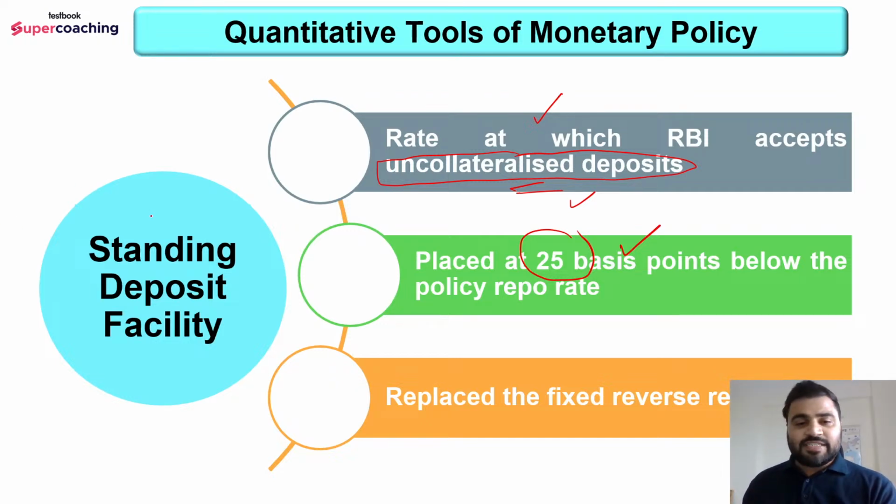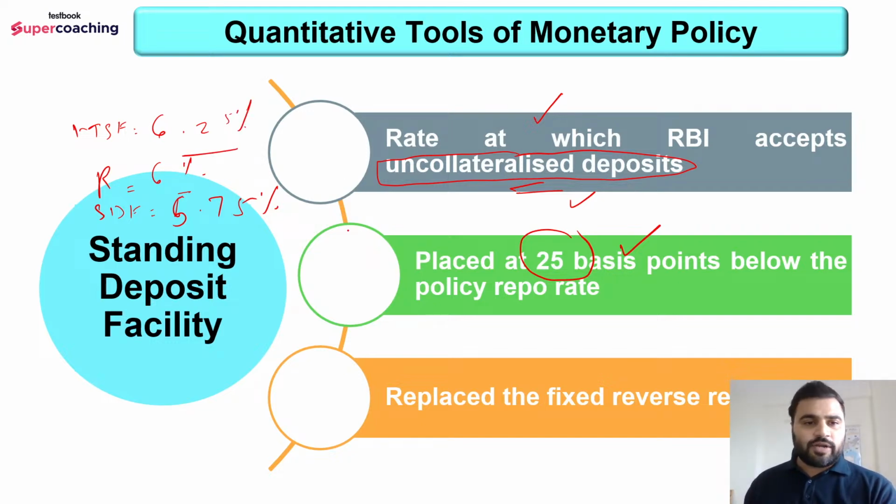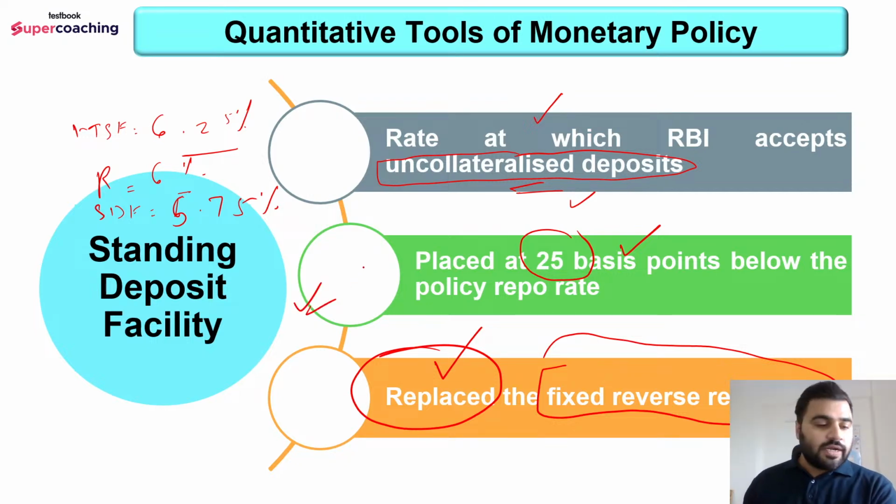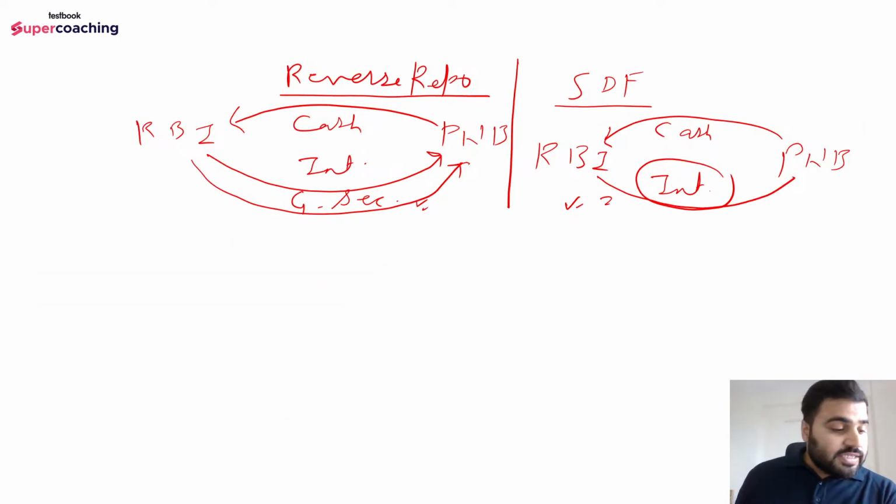In the case of the marginal standing facility, we have seen that it is placed 25 basis points above the policy repo rate. So if the repo rate is, suppose, 6%, then SDF will be 5.75%, since it is placed 25 basis points below the policy repo rate, and MSF will be 6.25%, that is 25 basis points above the policy repo rate, right? This is what we have seen. And one very important thing is that the standing deposit facility has replaced the fixed reverse repo rate, right? So whatever we have seen with respect to the fixed reverse repo rate, SDF has replaced it. Now RBI is not supposed to keep collateral with the commercial banks in order to accept deposits from the commercial banks. So this is with respect to the standing deposit facility.